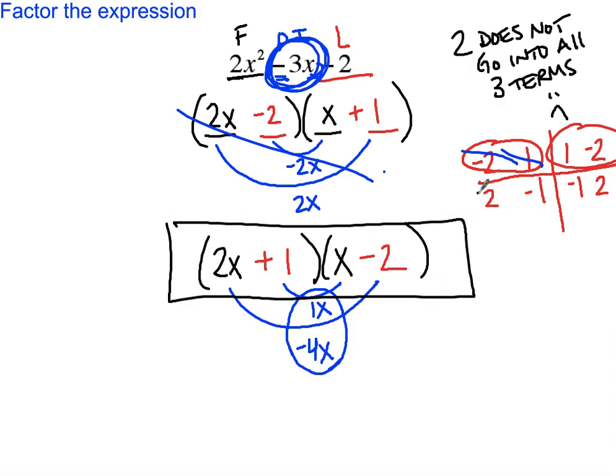So this combination would not have worked and that combination would not have worked. Sometimes you try one, it doesn't work. You try another one and bingo, it works.